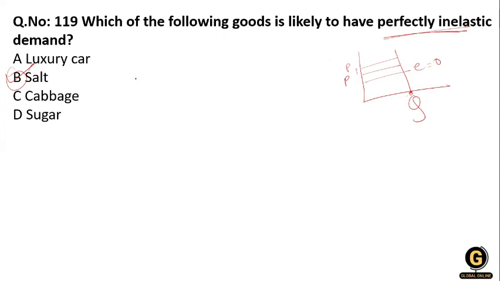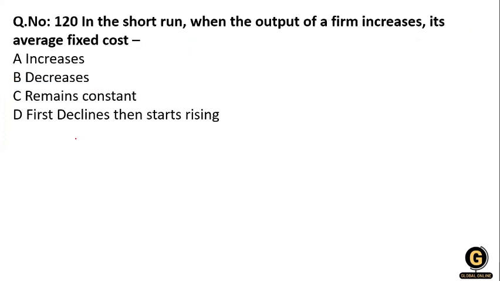And the car has a highly elastic demand, that means E is greater than 1. Cabbage is also having elastic demand, and the sugar is also. Next one.